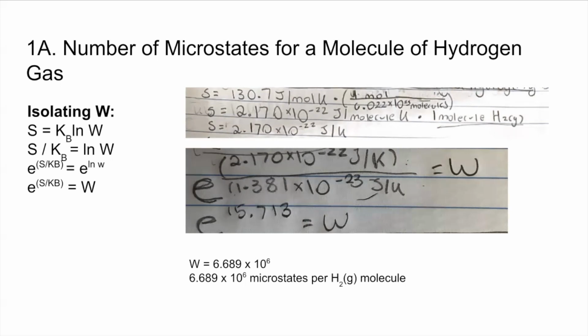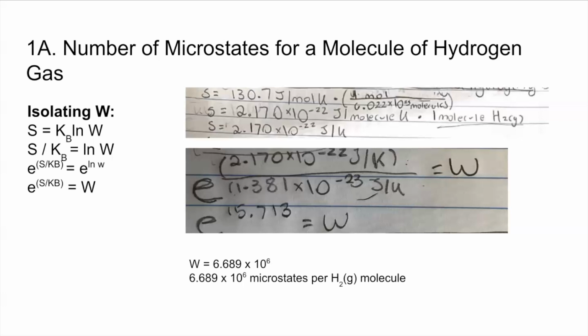Next, I obtained the S value, or entropy, from the appendix of the textbook. S of hydrogen gas is equal to 130.7 joules per mole Kelvin. To find S for one molecule, we multiply our S value by 1 mole divided by 6.022 times 10 to the 23rd molecules. This gives us the value of S for one molecule, which is equal to 2.170 times 10 to the negative 22 joules per molecule Kelvin.